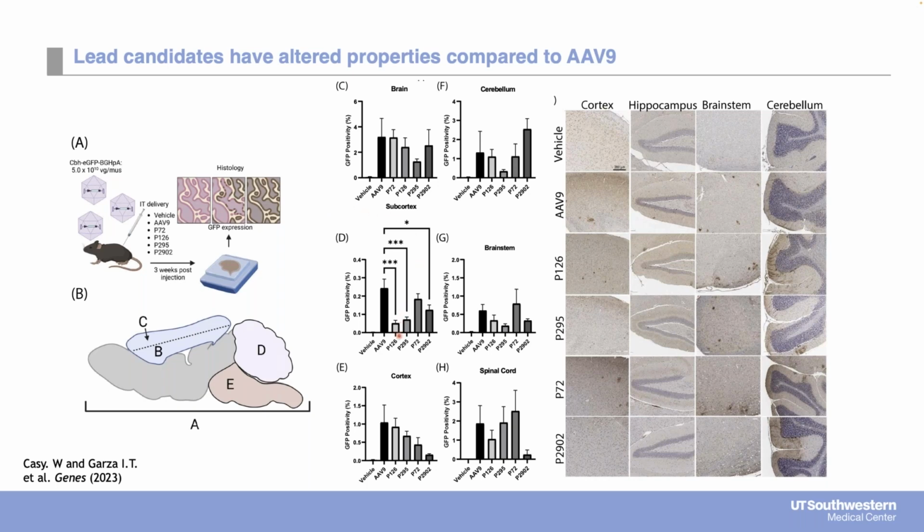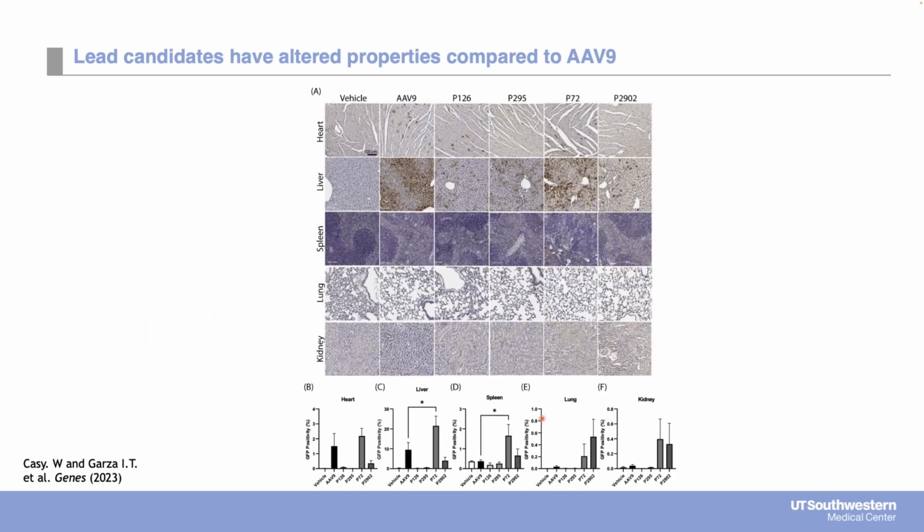But we also seem to fall short in some regions, such as this subcortex or in this B region, or even in further more distal regions, such as the cortex or the cerebellum. But there are some interesting findings. For instance, this P2902 seemed to do really well in the cerebellum, but perform poorly in the spinal cord. And so this was more of a proof of concept approach.